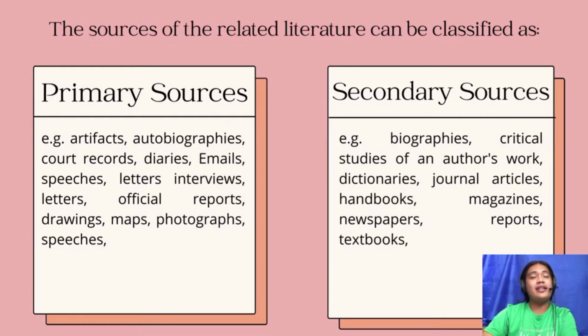The sources of the related literature can be classified as either a primary or secondary source. For primary sources, examples are artifacts, autobiographies, court records, diaries, emails, speeches, letter interviews, official reports, drawings, maps, photographs, and etc. For the secondary sources, we have here examples like biographies, critical studies for an author's work, dictionaries, journal articles, handbooks, magazines, newspapers, reports, and textbooks. Now, we all know already what are primary and secondary sources, and for that reason, I will no longer elaborate further.